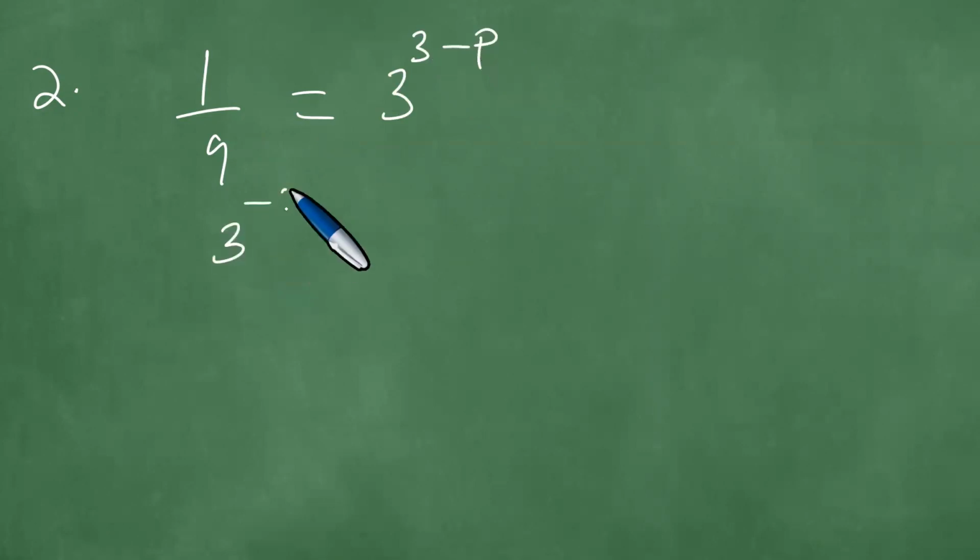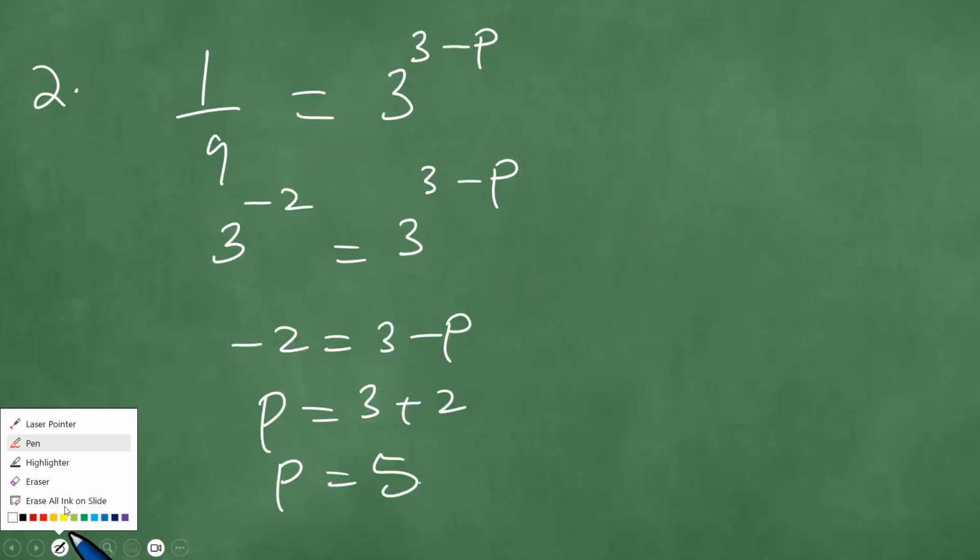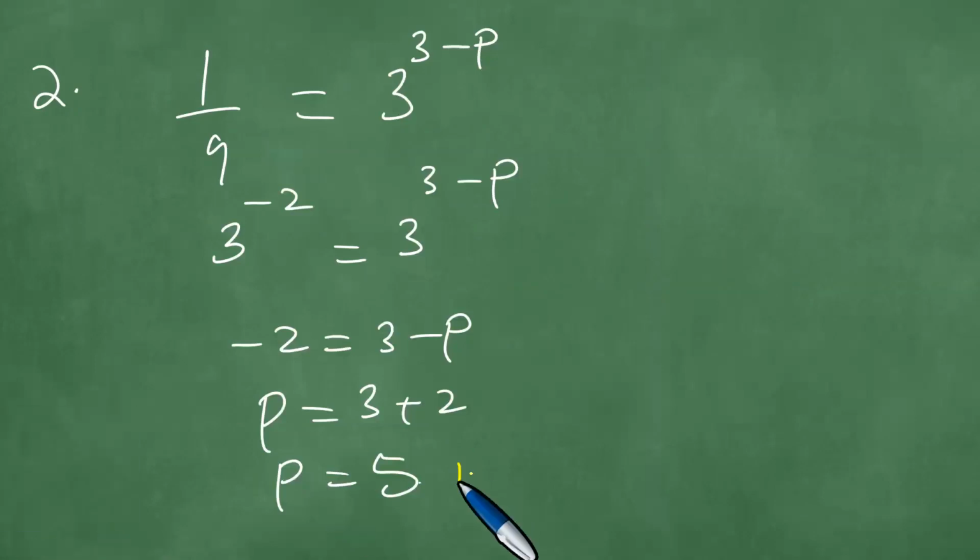Which means 3 to the minus 2 equals 3 to the power 3 minus p. So minus 2 is 3 minus p. You can bring the p to the left and have 3 plus 2, which means p equals 5, and that is the answer. So this is what you had to do here.